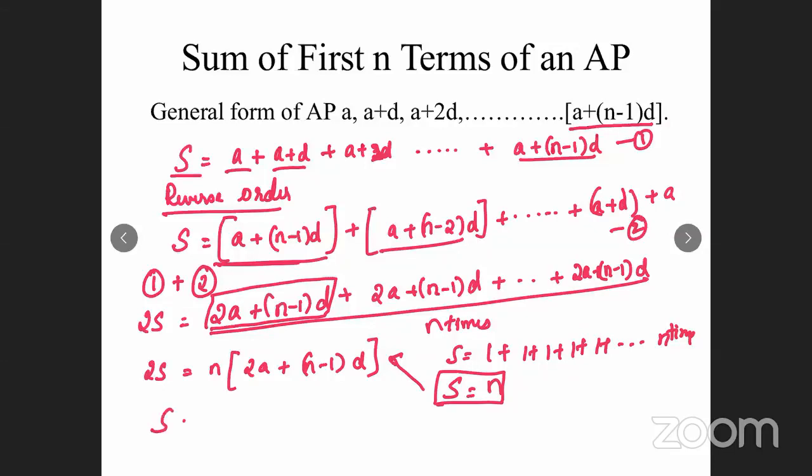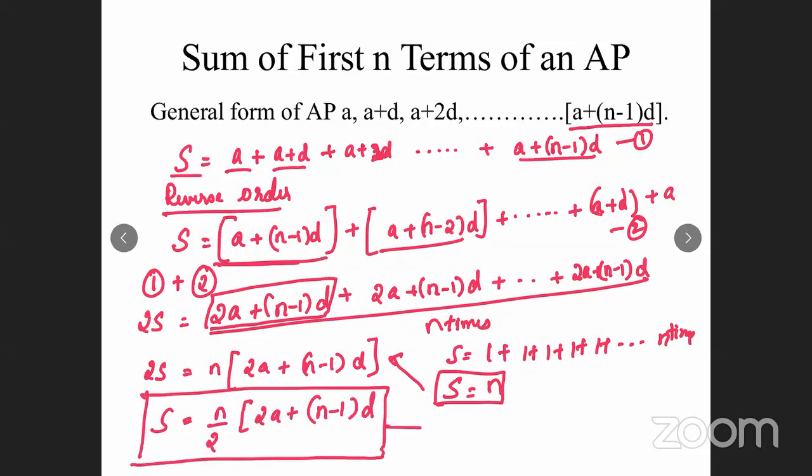So S is equal to n upon 2 into 2a plus n minus 1 into d. So what is the formula? This is another important formula that you need to remember. That's the important formula for the sum of n terms of an AP, that is S is equal to n upon 2 into 2a plus n minus 1 into d.